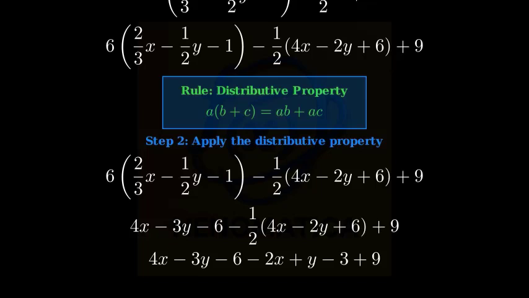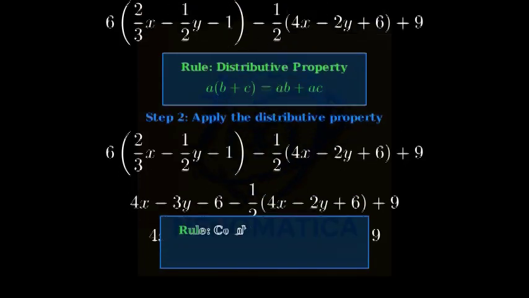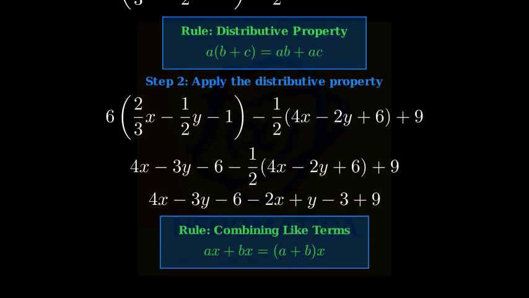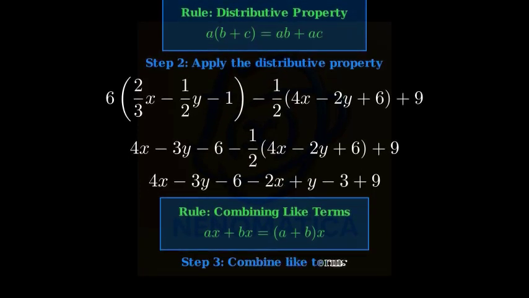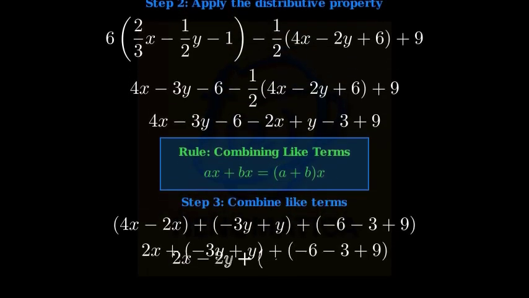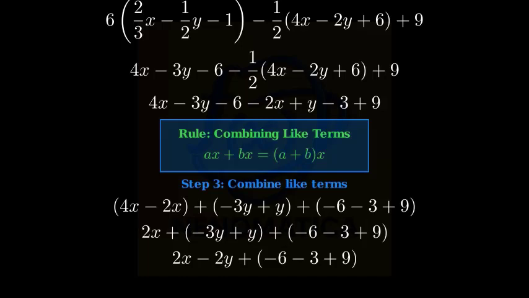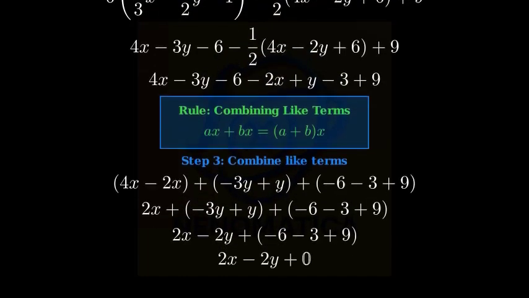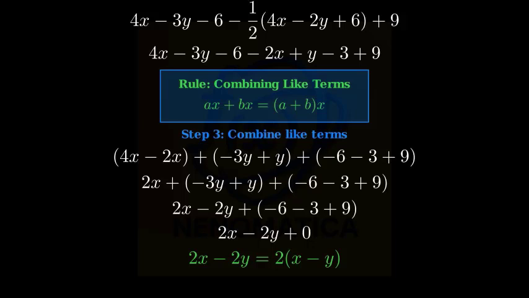Now, let's combine like terms to simplify our expression further. The rule for combining like terms states that we can add or subtract the coefficients of terms with the same variables. First, let's group like terms together. We have 4x minus 2x, which equals 2x. We have negative 3y plus y, which equals negative 2y. And we have negative 6 minus 3 plus 9, which equals 0. Therefore, our final answer is 2x minus 2y, which can be written as 2 times the quantity (x minus y). We've successfully calculated the expression 6a minus 1/2 b plus 9.